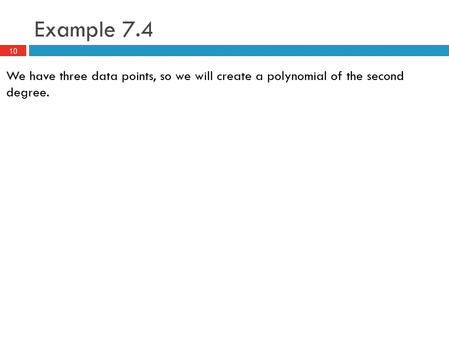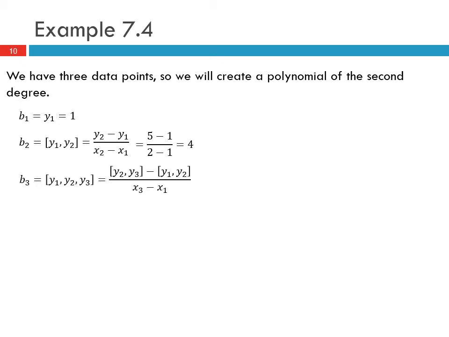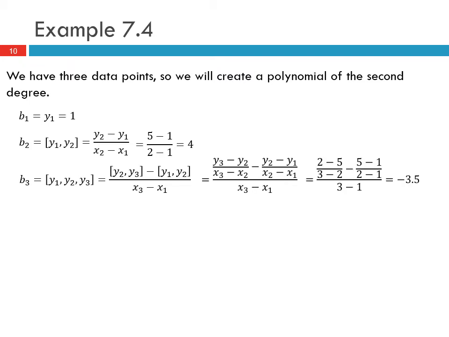So here we have 3 data points, so we create a polynomial of the second degree, and we go ahead and calculate our coefficients. So b1 again is equal to 1, b2 again is equal to 4, so our first 2 data points were the same, which means our b1 and our b2 are the same. And then we've added a third data point. So we calculate our b3 using this recursive formula, and we find that b3 is equal to negative 3.5.